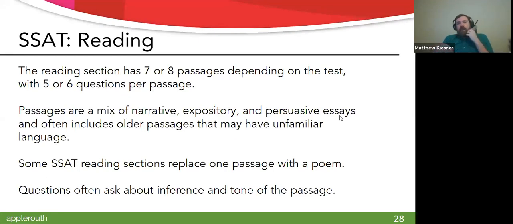So reading, you'll have about 7 or 8 passages, about 5 to 6 questions per passage. It varies a little bit on the test form. It is a mix of all kinds of writing: narrative, expository, persuasive, and there are definitely some older passages in there. You can expect to see some stuff from Victorian literature, and you might even see a poem. There are lots of questions about inference and tone of the passage. They really do like testing on the author's tone, and then using that to test advanced vocabulary in terms of adjectives.